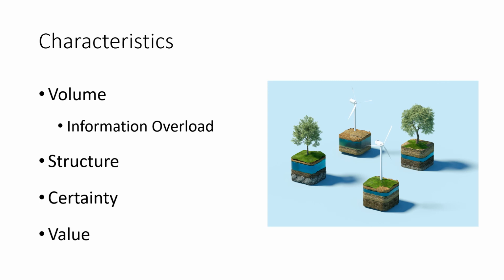Value is the final characteristic. Whether the information and intelligence garnered from data will be important and something the organization needs to react to will be an indication of its value. Higher certainty and assurance of the information will generally impact its value as well.